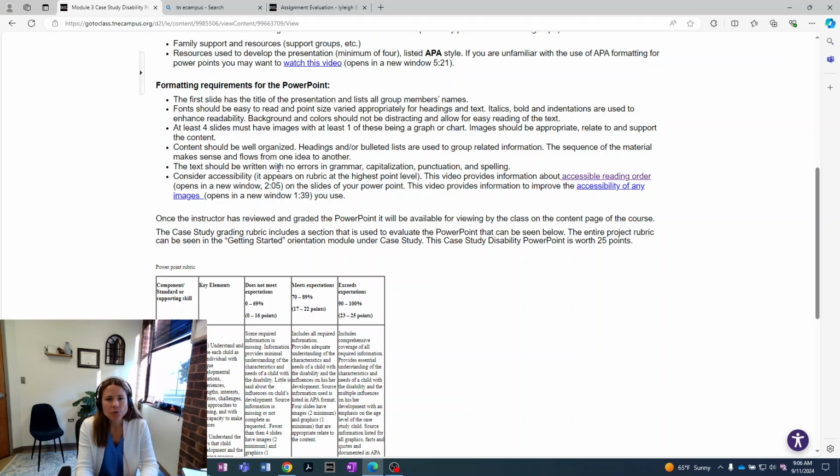Make sure that it really flows well, it makes sense to the reader. Make sure that you use bullets and headings and it's related to the information so we don't become confused when we look at this.